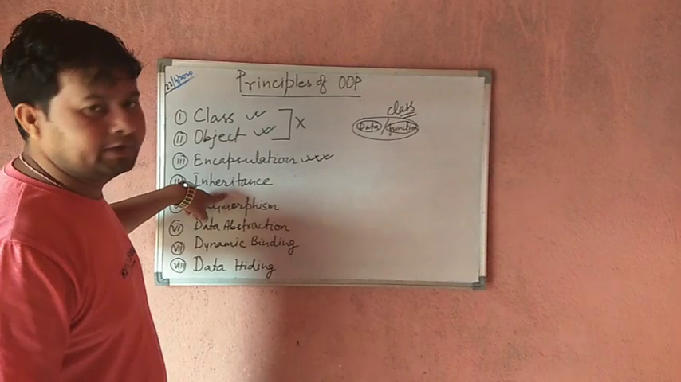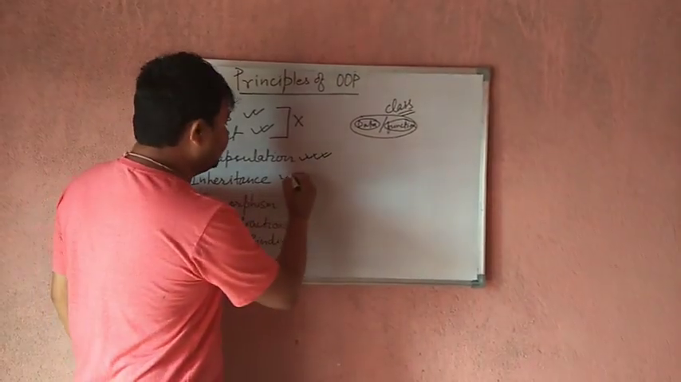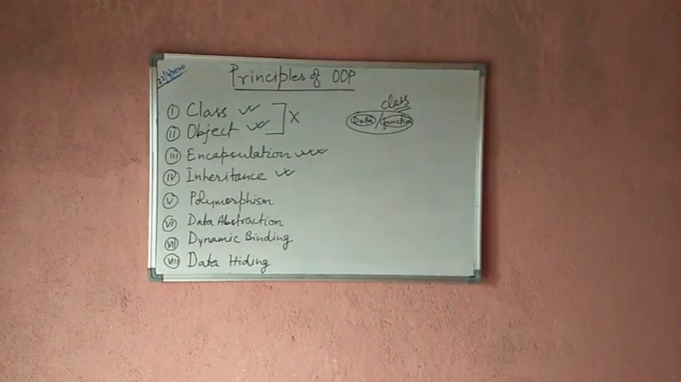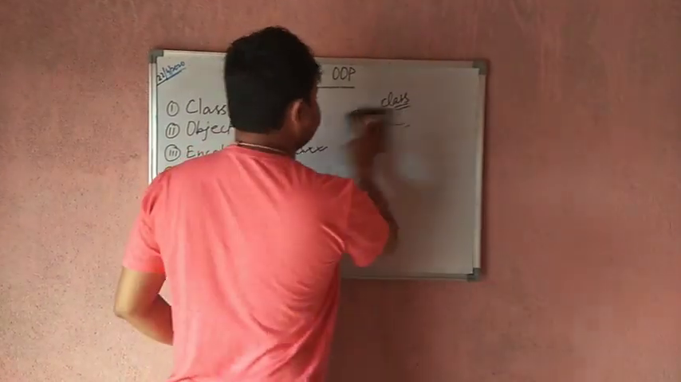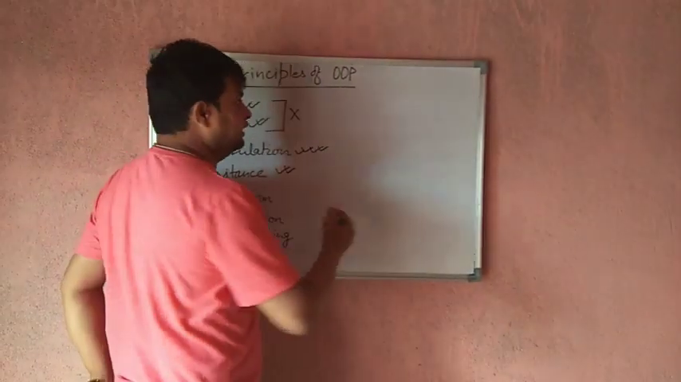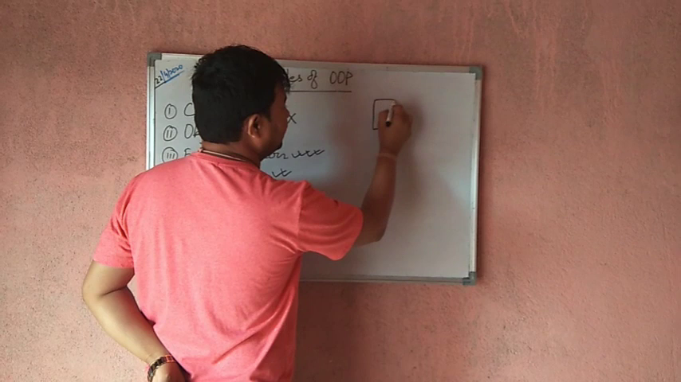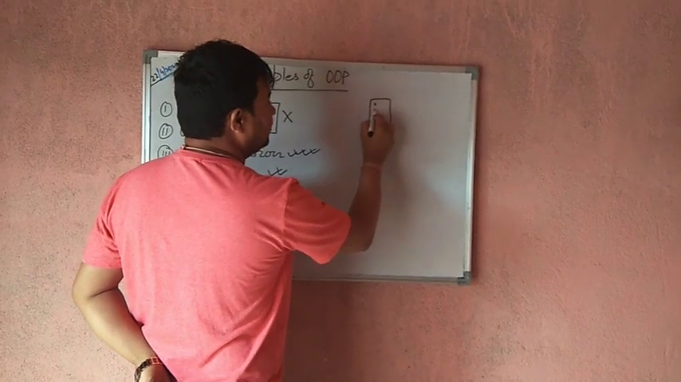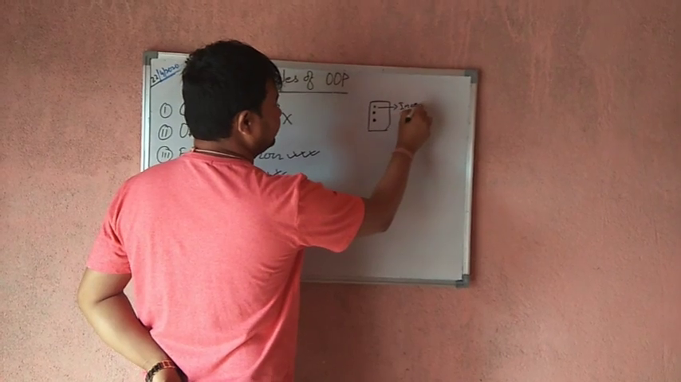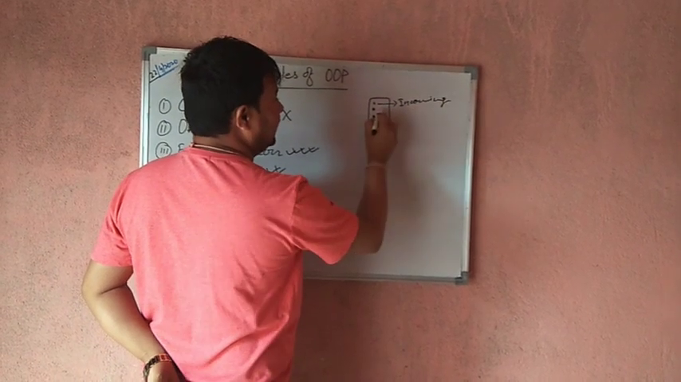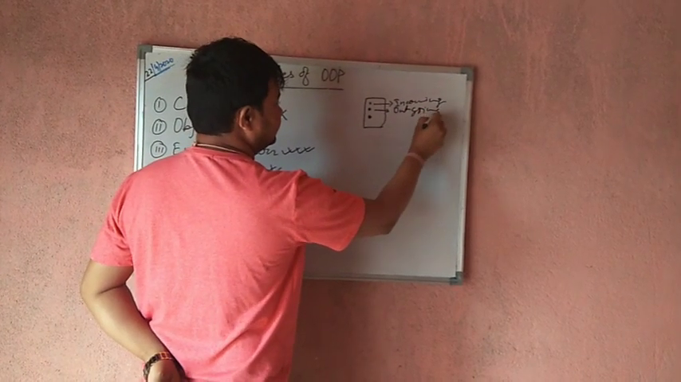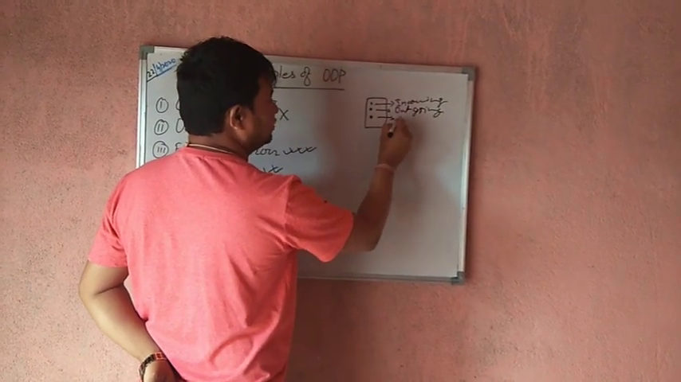Next one is inheritance. Let's talk about inheritance. Before I explain what is inheritance, let me give you one example. Suppose before 5 years we have one mobile where suppose only 3 features were there: incoming, outgoing, and then suppose calculator.